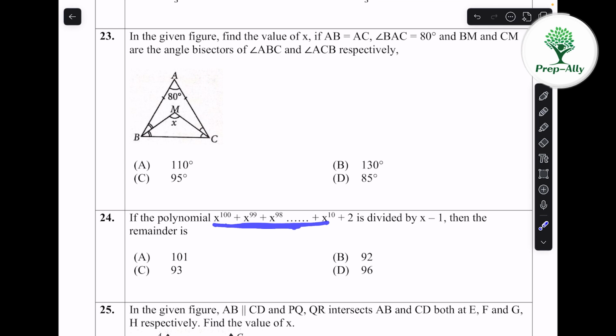If you put x equal to 1 here, it is 1 plus 1 plus 1 plus 1, like this, till here, right? So this sum will be 91, 1 plus 1 plus 1 plus 1, 91 times, right? So 91 and plus 2. 91 plus 2 is 93. So this is the answer.